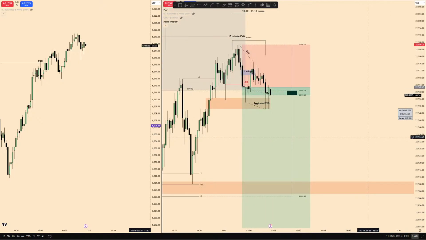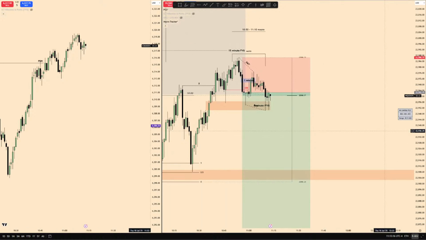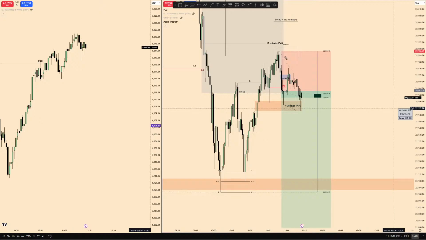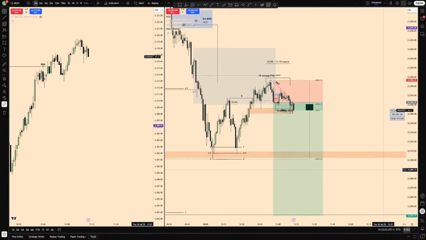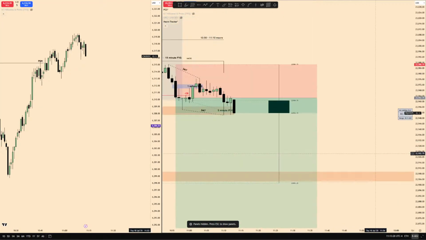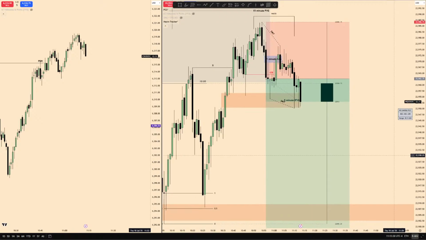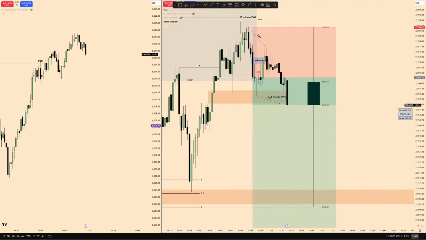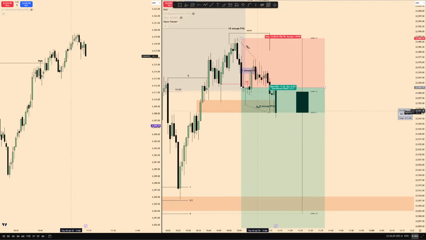It's a very weird fork of a candle. I swear if it does it again, it's broken. The charts are broken if it wicks back up again.